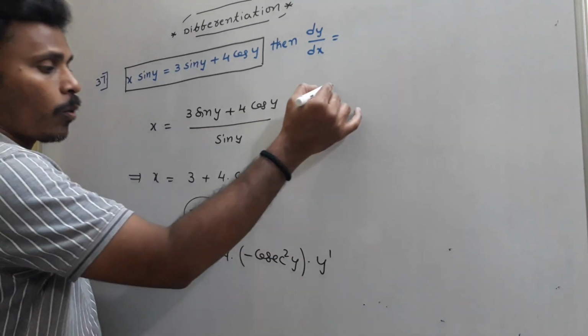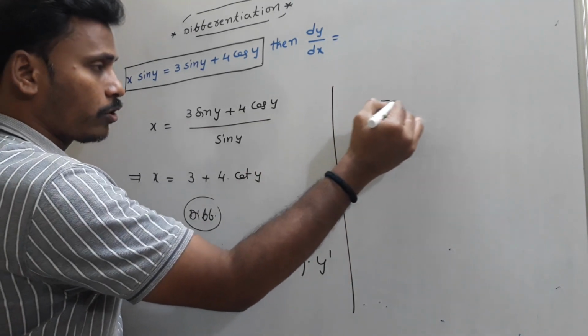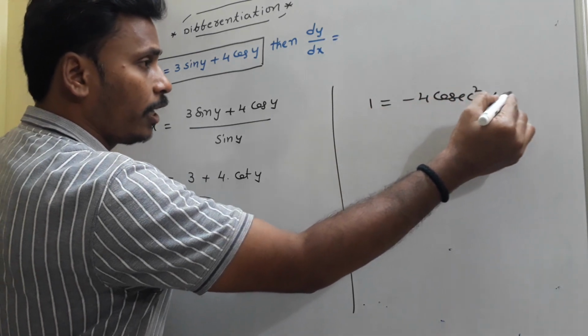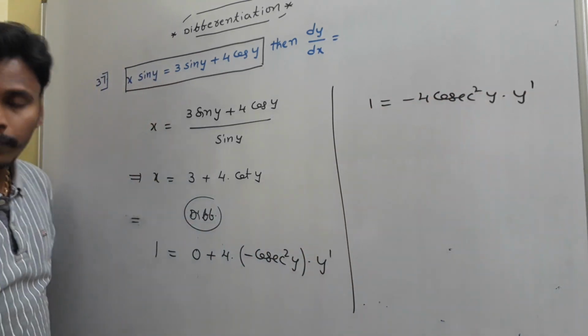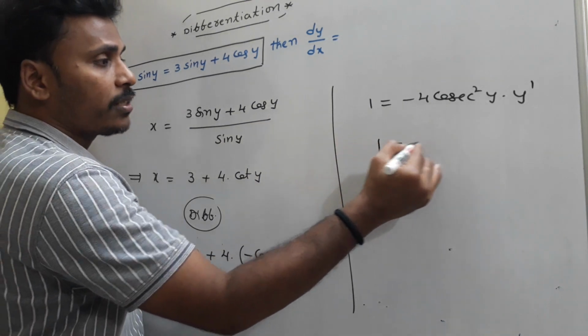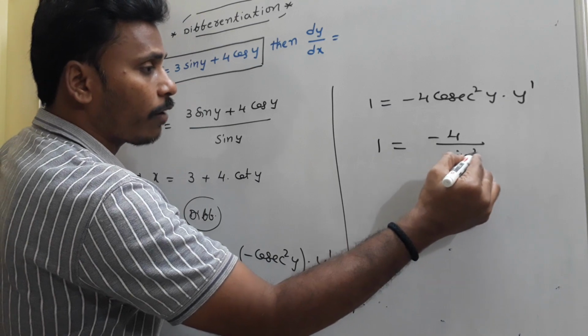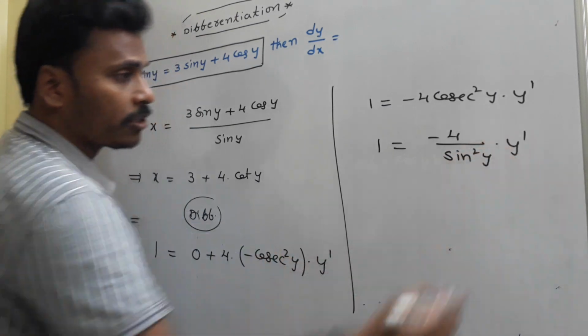So finally, 1 is equal to minus 4 cosecant square y into y dash. If you rewrite this, 1 is equal to minus 4 divided by cosecant square y, which becomes sin square y here, into y dash.